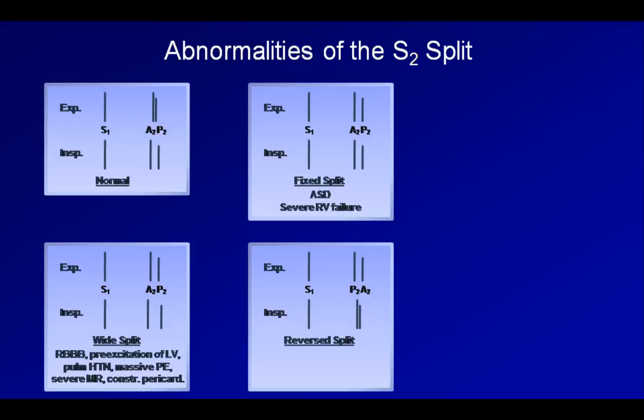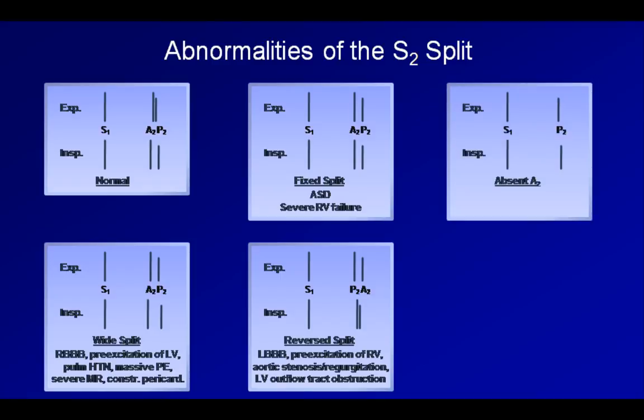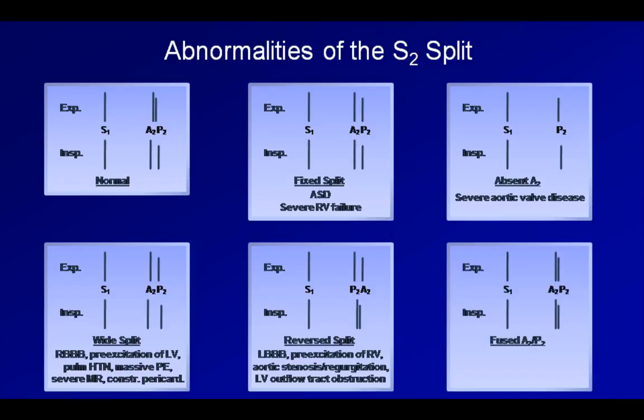Therefore, its causes include a left bundle branch block, pre-excitation of the RV, seen in either WPW or during right ventricular pacing, aortic valve disease, and left ventricular outflow tract obstruction. An absent A2, which will manifest as an absent split, can be seen in severe aortic valve disease, such as severe calcific aortic stenosis. And a fused A2 and P2 throughout the respiratory cycle will also manifest as an absent split, and this can be seen with a VSD with Eisenmenger's syndrome or a single ventricle.